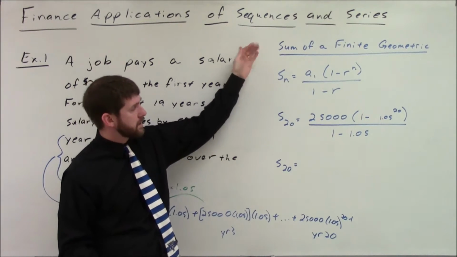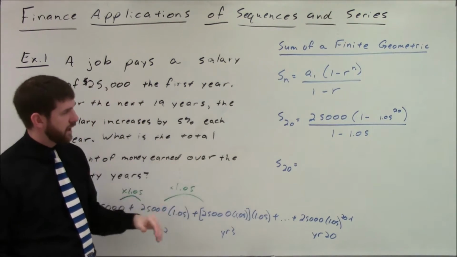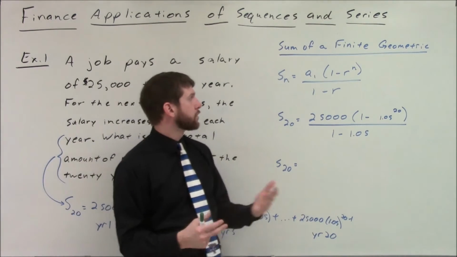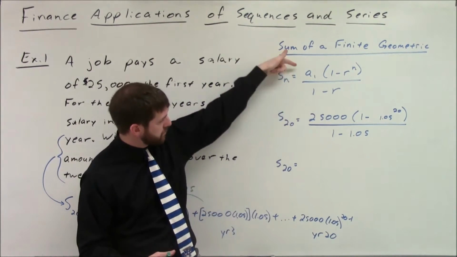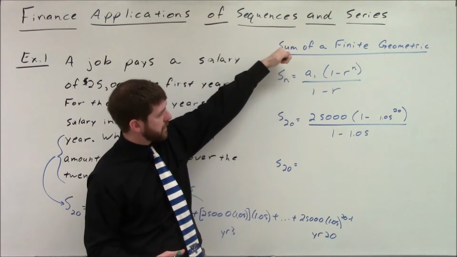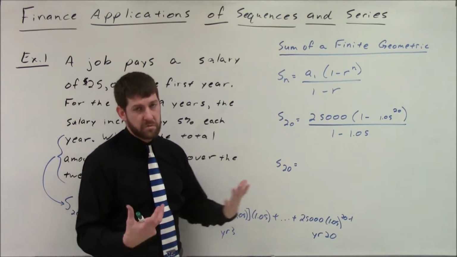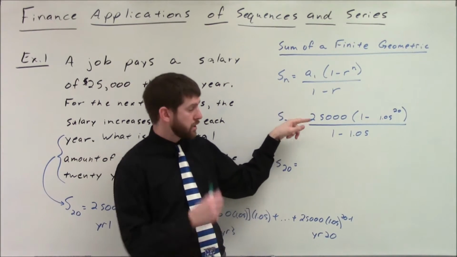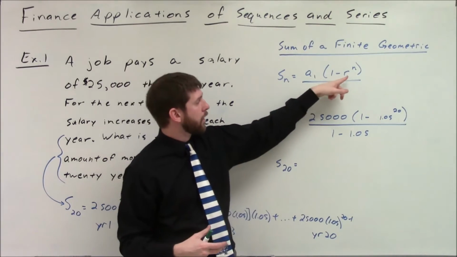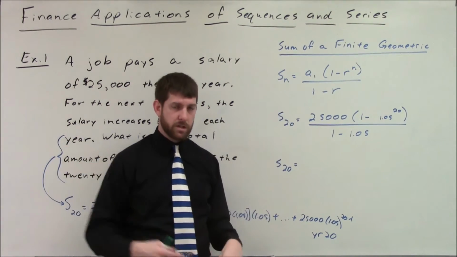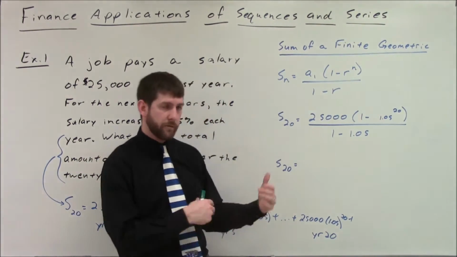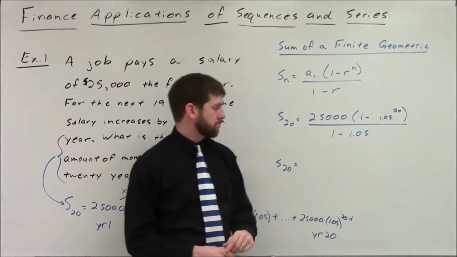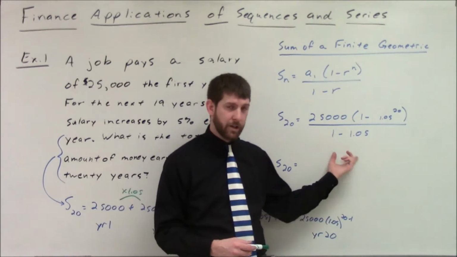So I recognize it's geometric. We were multiplying by the same value every time. And it was finite. It was a fixed number of years, a 20-year span. So we have the formula for the sum of a finite geometric series: a1 times 1 minus r to the n, all over 1 minus r. Let me just plug in our numbers. a1 is 25,000 as our initial term. r was the rate we grew every single year, in this case 105% of the previous year, executed for 20 years.